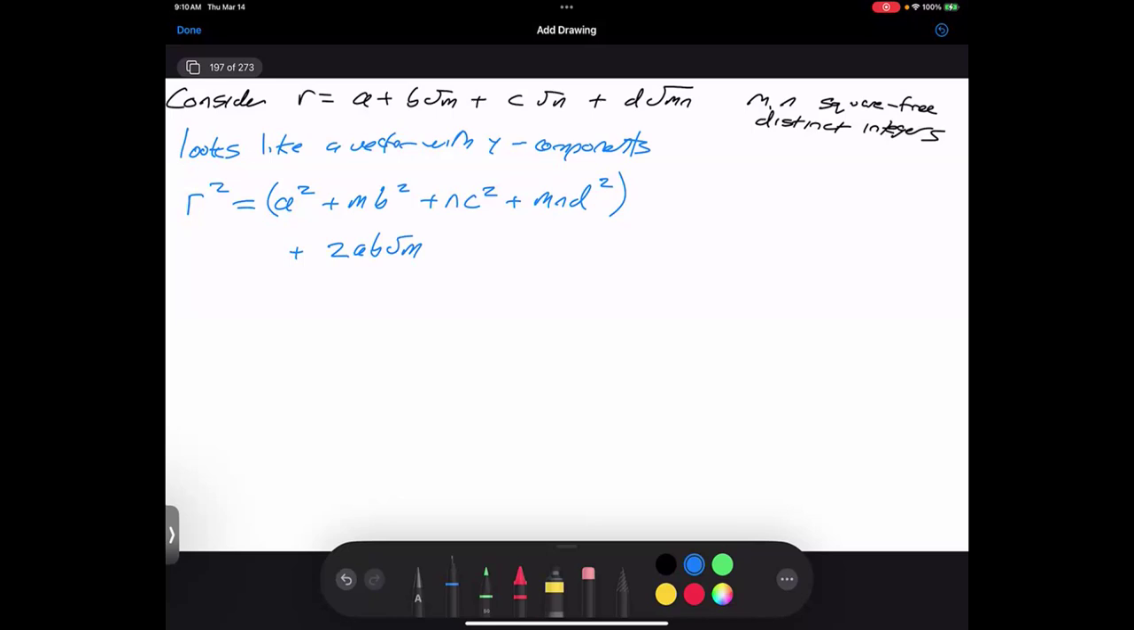When you FOIL it, when you multiply it by itself, I could have the a hits the b root m, or I could have the b root m hits the a. Is everybody comfortable that it's 2ab root m? Is there any other way I can get a square root of m term? Yeah, the c root n can hit the d square root of mn. And so then that would get me a 2n cd square root of m.